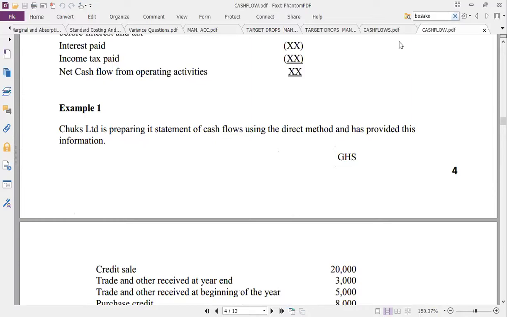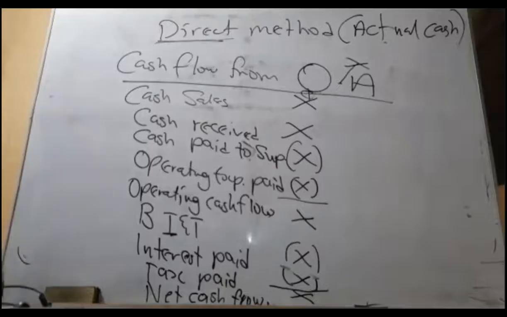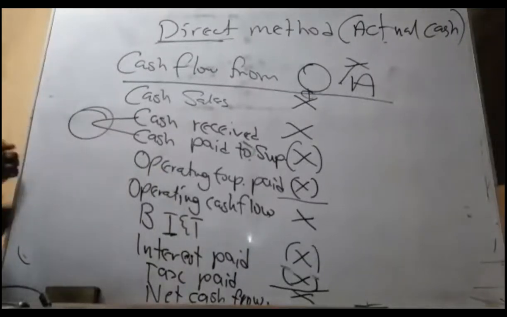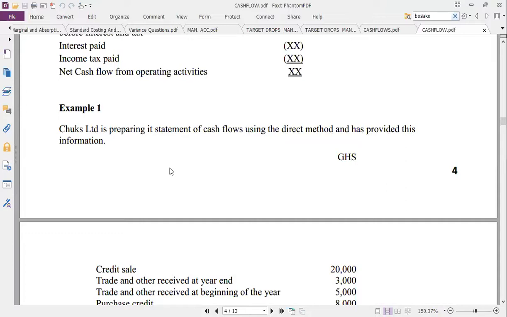Now let me explain this. For these two items we use a formula or workings. You have to do some small workings for them. Then you are done. So let's go and look at that question. Example 1: Chunks Limited is preparing its statement of cash flow using what? The direct method, and has provided this information to you.